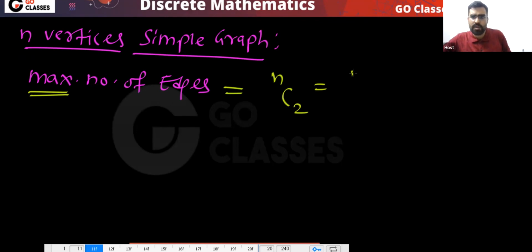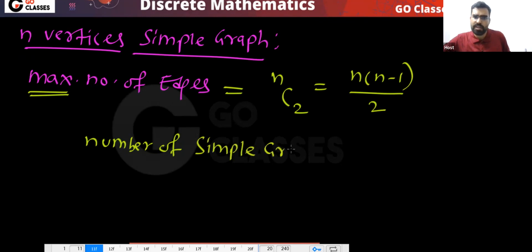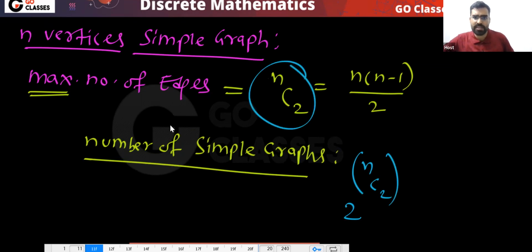Between every pair of vertices, you can put one edge, that is n(n minus 1)/2. This will happen for a complete graph. This is the number of edges in a complete graph. And what is the maximum number of simple graphs possible? How many simple graphs can you create? That will be 2 power nC2, because these are the edges, and for every edge you have two choices: either you take it or you don't take it. Already we have n vertices, so that you cannot change.